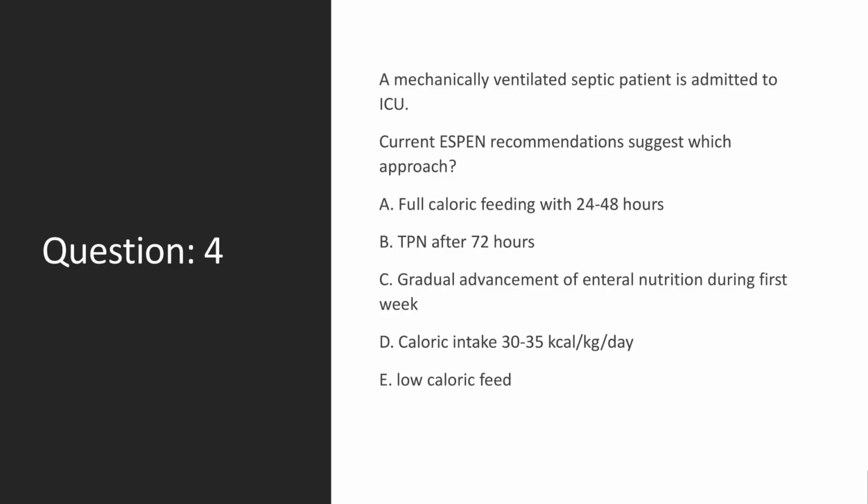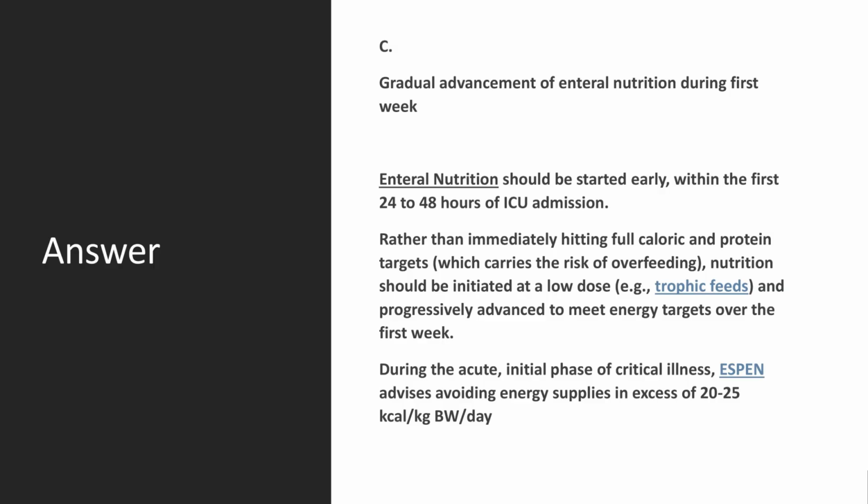Question 4. A mechanically ventilated septic patient is admitted to ICU. Current ESPEN recommendations suggest which approach? A. Full caloric feeding within 24 to 48 hours. B. TPN after 72 hours. C. Gradual advancement of enteral nutrition during first week. D. Caloric intake 30 to 35 kilocalorie per kilogram of body weight per day. E. Low caloric feed. Correct answer is C. Gradual advancement of enteral nutrition during first week.